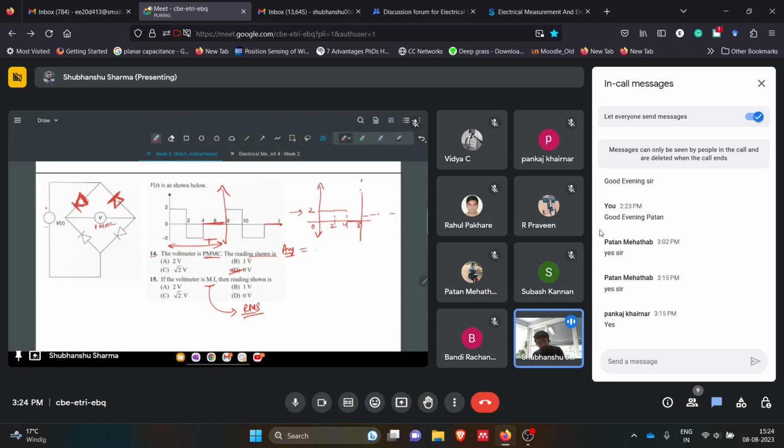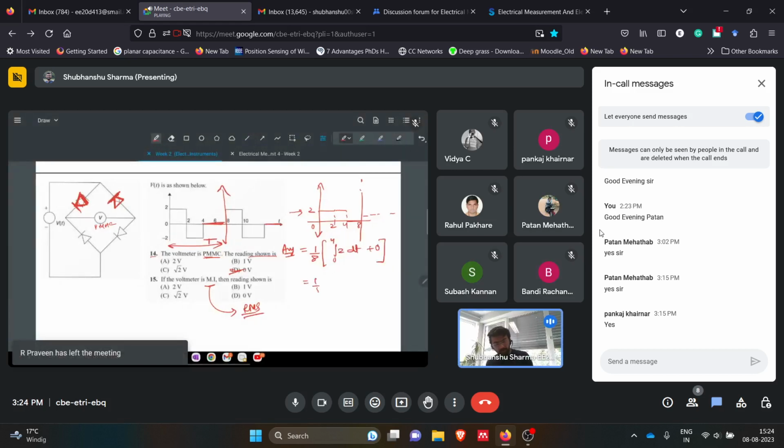Average will be equal to 1 by 8 again, integration 0 to 4 of 2 dt, the rest is 0, like this. So this will be 1 by 8, and this will be 2t, so it will be 4. So this will be 1 volt. So this will not be 0, this will be 1 volt.